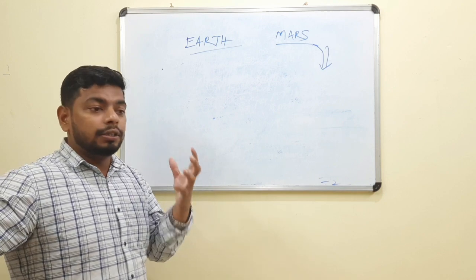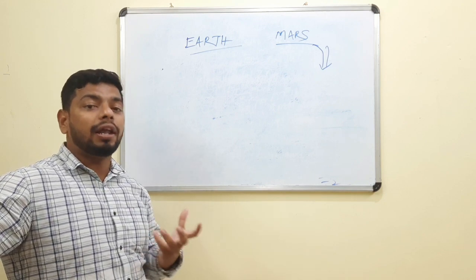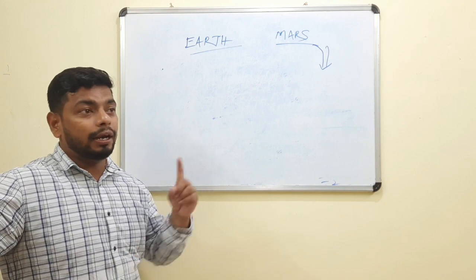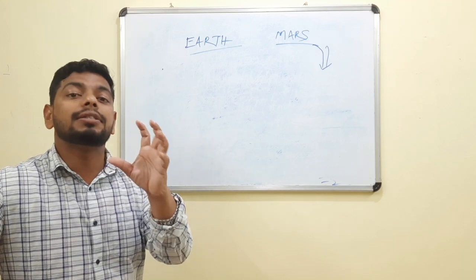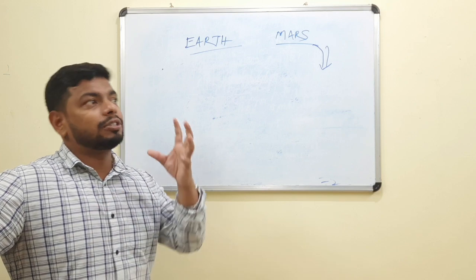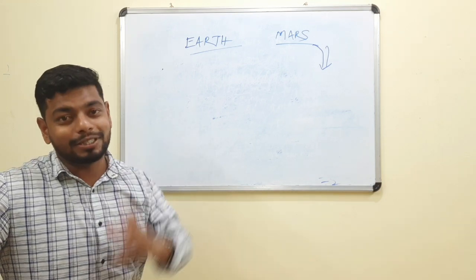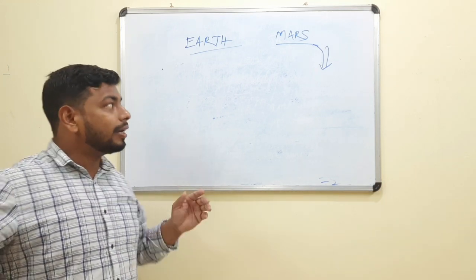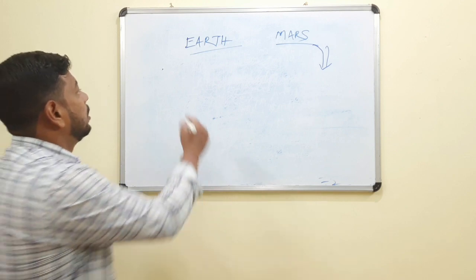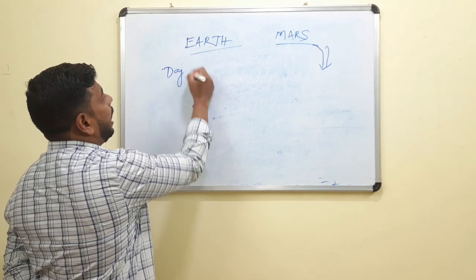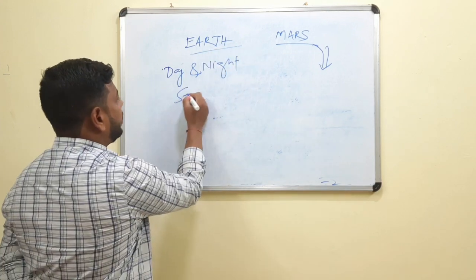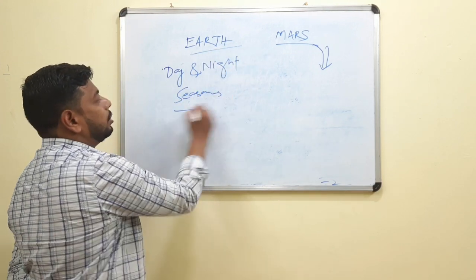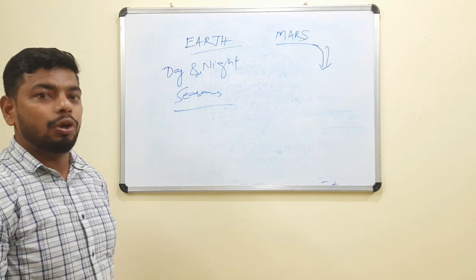Okay, what changes occur or what happens: day and night, and the very important one, the various seasons we experience, that is the winter seasons, summer seasons. Okay, so the day and night occur due to rotation. The various seasons occur due to revolution.